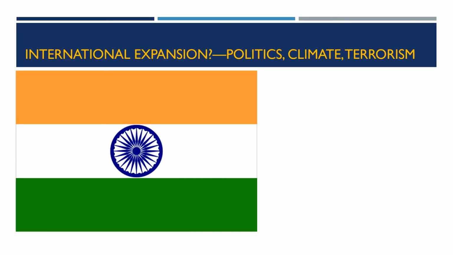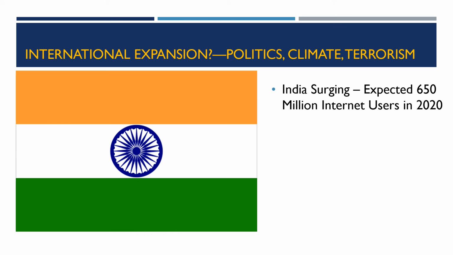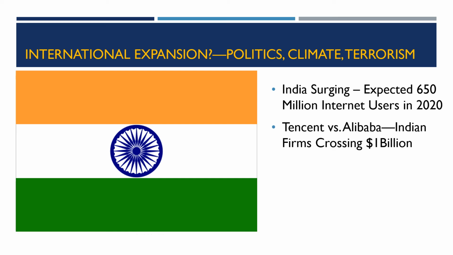And finally, international expansion. When taking into account politics, climate, and terrorism, where is a prime location for expansion? If you couldn't guess by the flag on your screen right now, it's India. So, what is the reason for this? India is surging. There's expected to be 650 million internet users in India in 2020. That country is still rapidly growing and catching up with the times, for lack of better terms.